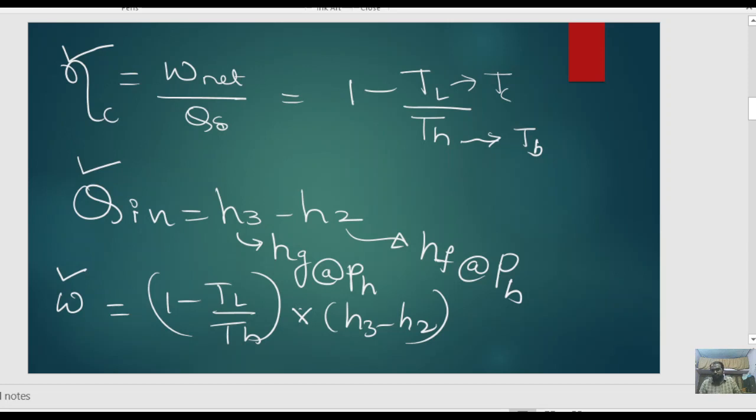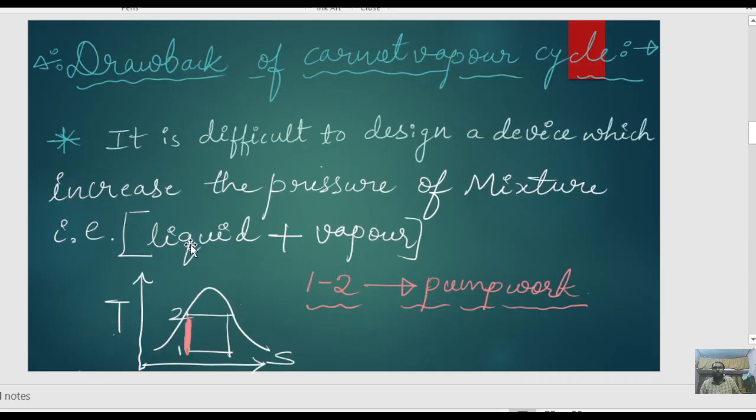Okay, moving to the next concept. What is the main drawback of this Carnot vapor power cycle? Listen carefully. The main drawback is that it is difficult to design a device which increases the pressure of a mixture, that is liquid plus vapor. This is the pump work. We can't pump the liquid and vapor.